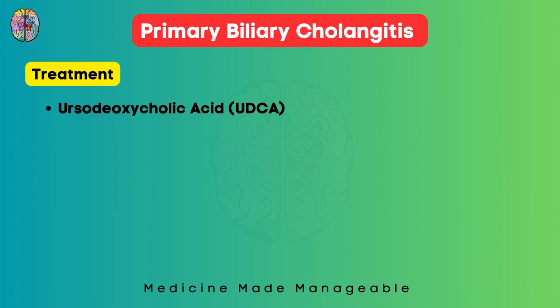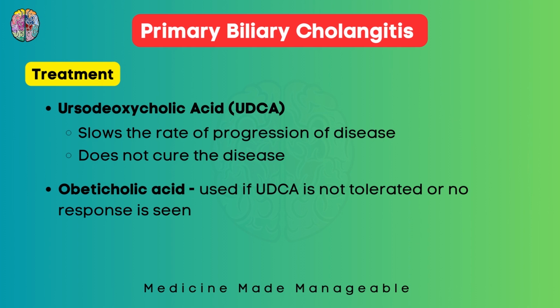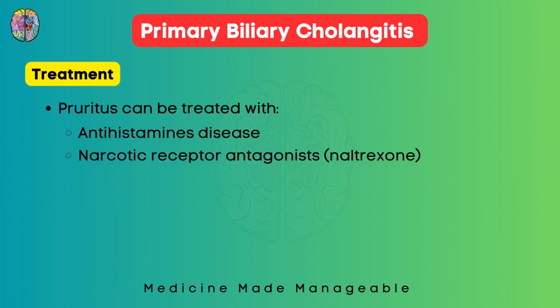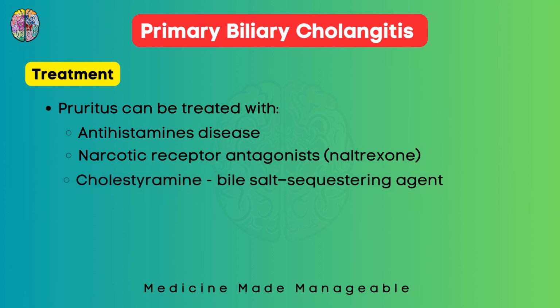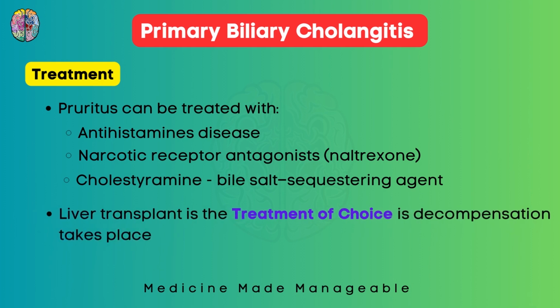We can give ursodeoxycholic acid or UDCA, which will slow the rate of progression of the disease, but it will not cure the disease completely. If the person is unable to tolerate UDCA, we can give obeticholic acid. Now, pruritus, which is itching, can be treated with antihistamines, opioid receptor antagonists like naltrexone, and cholestyramine, which is a bile salt sequestrating agent. Finally, we can do a liver transplantation, which is the treatment of choice if decompensation takes place. So investigation of choice is liver biopsy and treatment of choice is liver transplant.